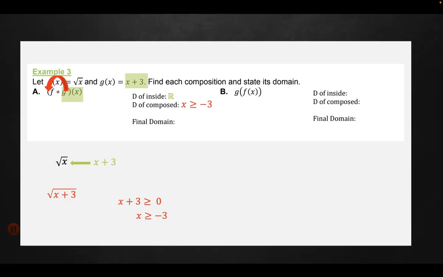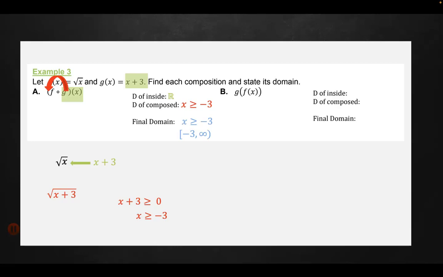Now, as that domain of my composed function is x is greater than or equal to negative 3, I've got all these numbers greater than negative 3. So I can have all real numbers, and then x is greater than or equal to negative 3. So that is also included with that bracket when I've got that negative 3 in interval notation.